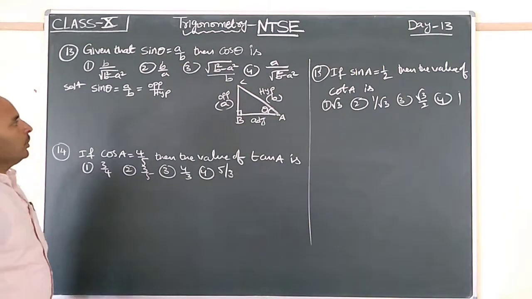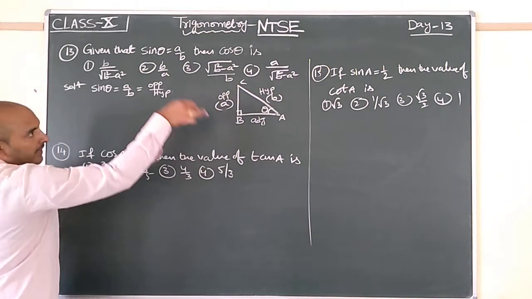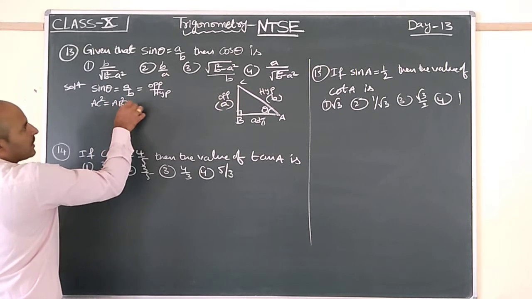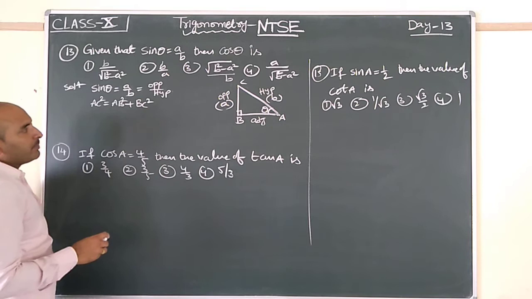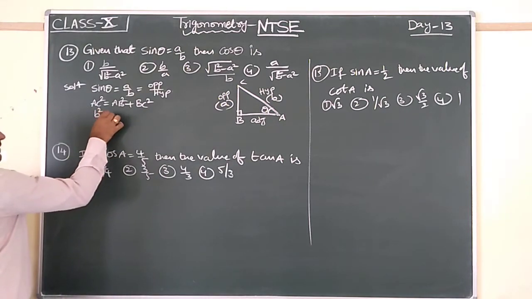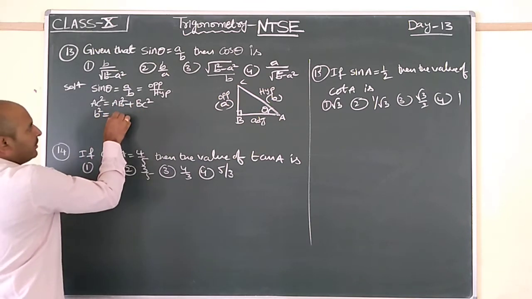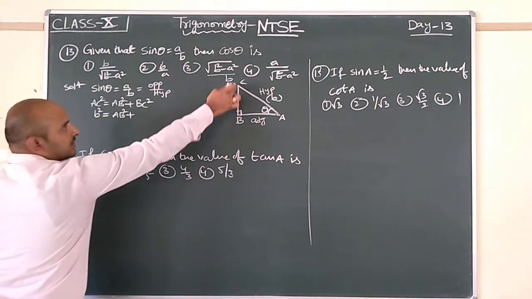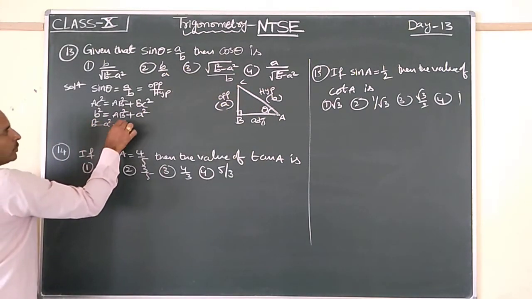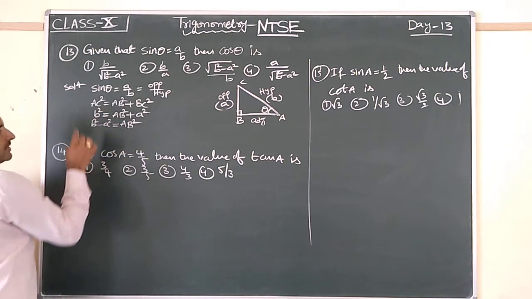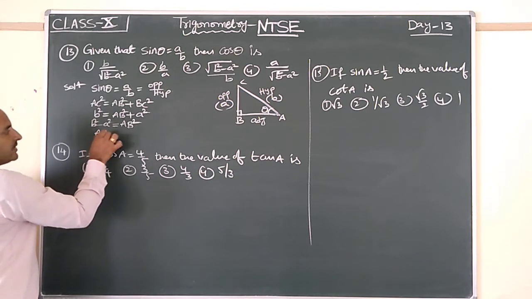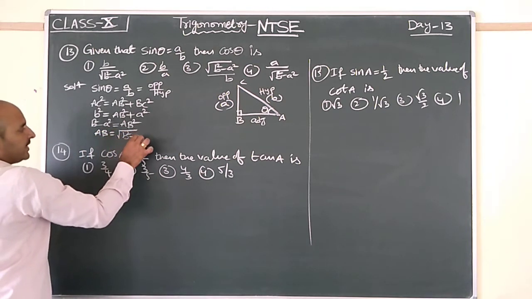We have to find it by using the Pythagoras theorem. AC square is equal to AB square plus BC square. AC square value is B square, equal to AB square as it is, plus BC value. BC side value is A square. So clearly B square minus A square is equal to AB square. So I want AB. AB is equal to root of B square minus A square.